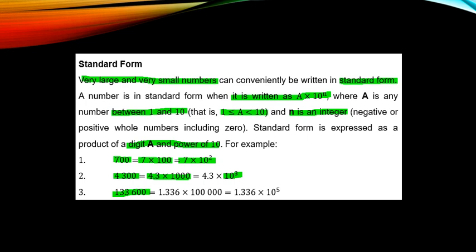Then number 3, you have 133,600. So for us to have a between 1 and 9 inclusive, we must have a decimal point between 1 and 3. So you have 1.336. So a is between 1 and 9 now. Then to have the whole number, you have to factor out 100,000, and that is written as 10 to the power of 5.